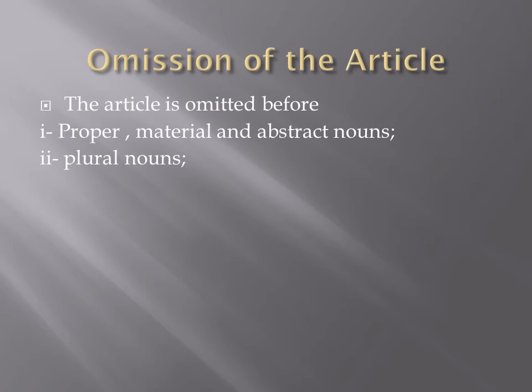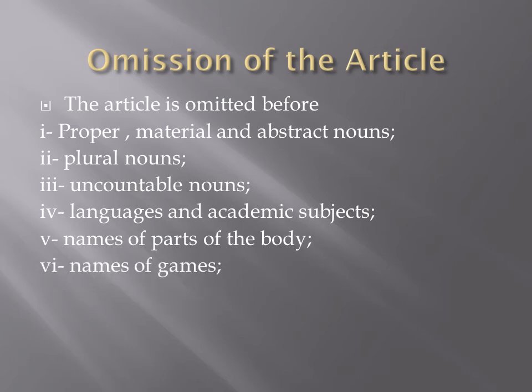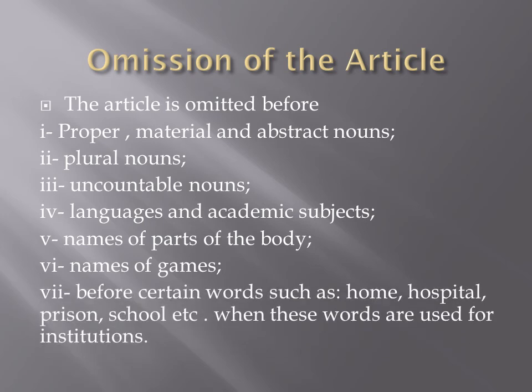Plural nouns: boys, girls, cats, dogs. Uncountable nouns like milk, water. Languages and academic subjects like English, Urdu, math. Names of parts of the body like shoulder, hand, foot, mouth. Names of games: hockey, cricket. Before certain words such as home, hospital, prison, school, when these words are used for institutions, then we will not use any article with them.